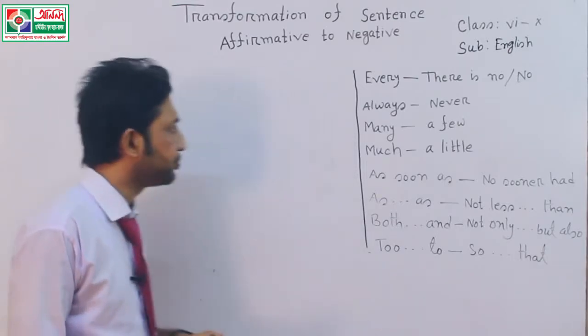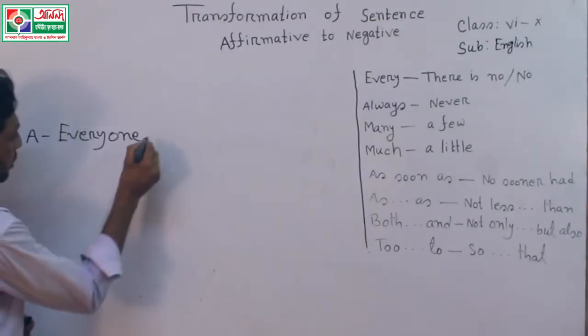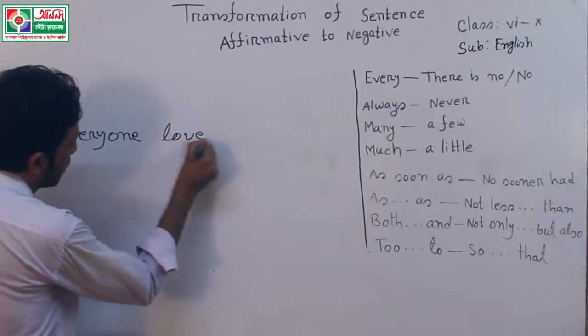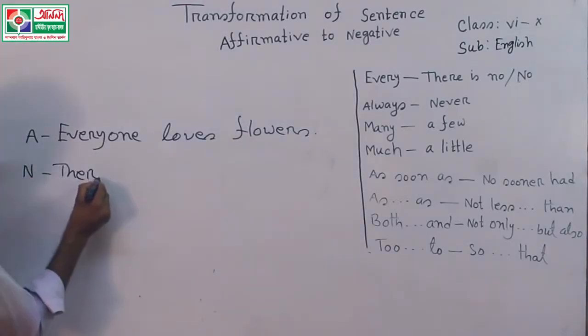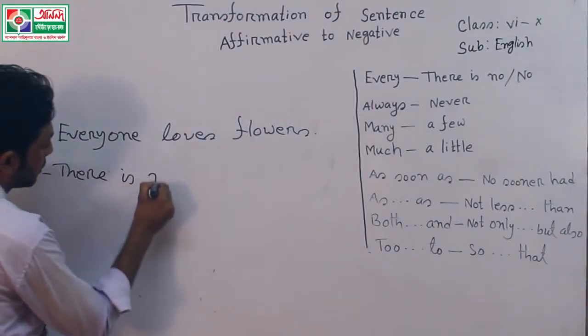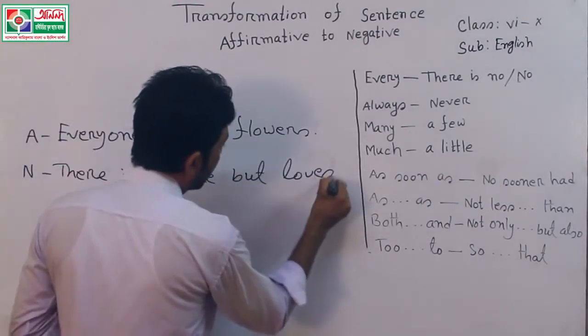For example, affirmative, everyone loves flowers. Negative sentence, there is no one but loves flowers.